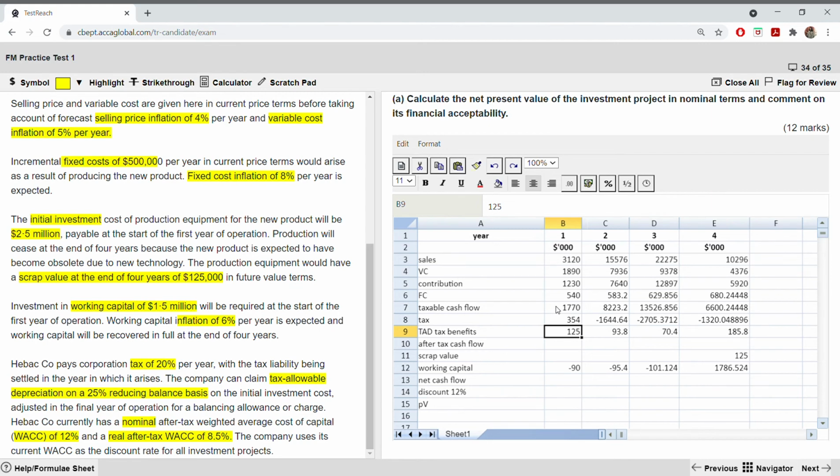Okay, so here when you go to the tax allowable cash flow, it is not the sum, it is this minus fixed costs. And just take it to the others. Okay, here also just make sure everything is in positive terms.